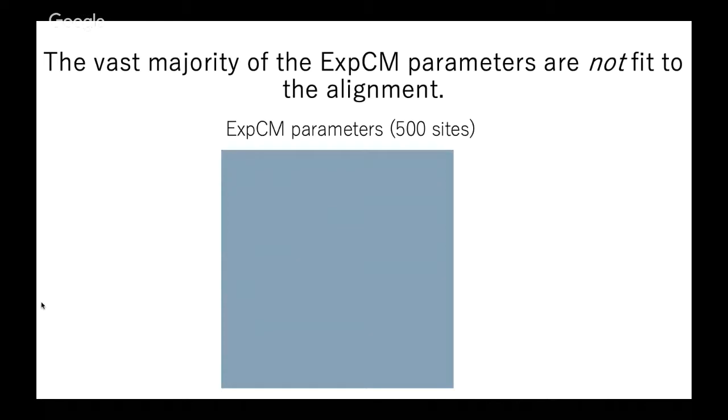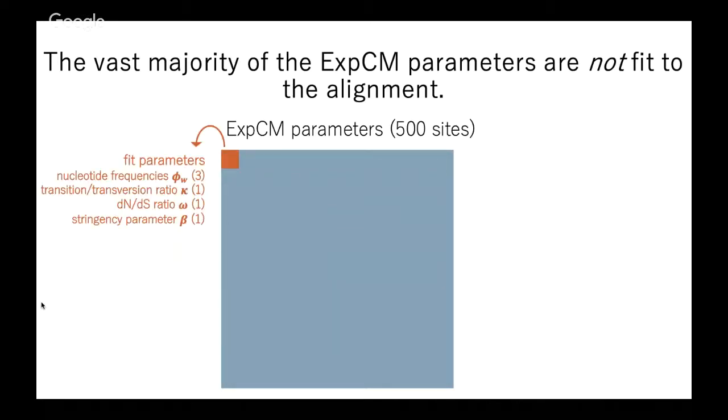But on the flip side, as I said before, the vast majority of these parameters are these lab measurements and not from the data. If you have an ExpCM with 500 sites, only 6 parameters in our model will be fit to the data, and 9,500 will come from the lab. And so we want to make sure that a model with so many empirical measurements really does do a good job of describing what's happening in nature.